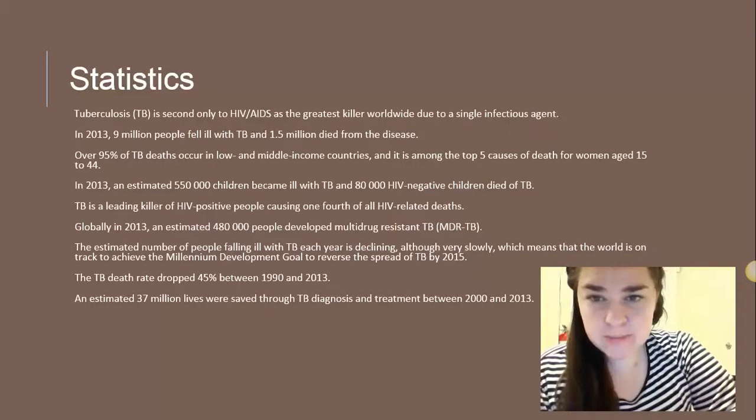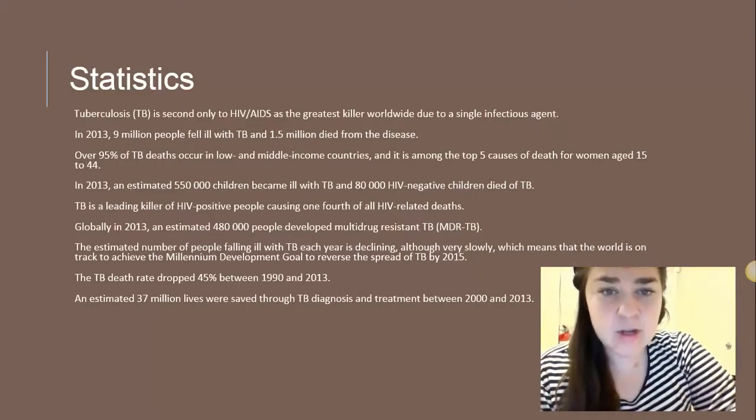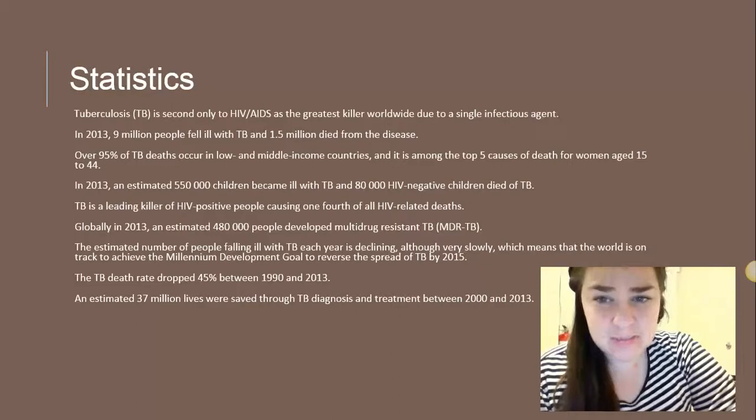And just some more information, some statistics to show just how big of an epidemic tuberculosis is. Tuberculosis is second only to HIV/AIDS as the greatest killer worldwide due to a single infectious agent. In 2013, 9 million people fell ill with tuberculosis and 1.5 million died from the disease. Over 95% of tuberculosis deaths occur in low and middle income countries, and it is among the top 5 causes of death for women aged 15 to 44.